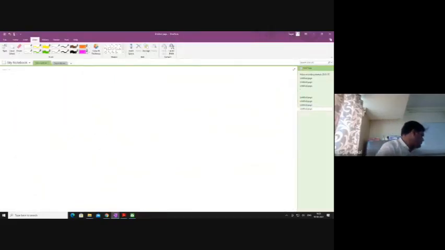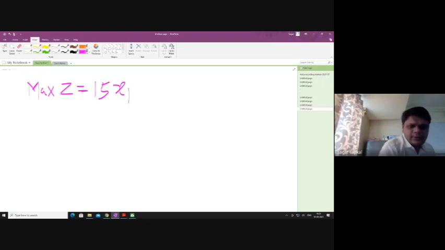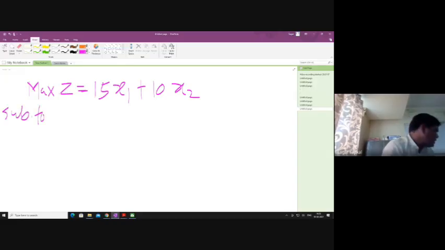Okay, so take down the problem. Maximize Z is equal to 15x1 plus 10x2, subject to linear constraints of 4x1 plus 6x2 less than or equal to 360.